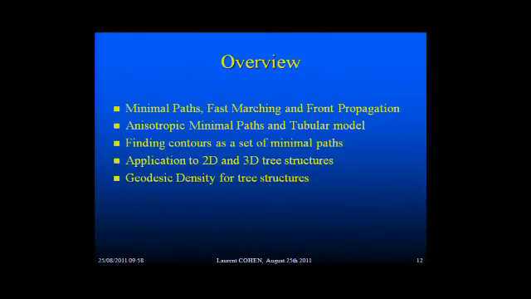So first I will give some background, which is some rather old work on minimal paths, fast marching front propagation. And then I'll show some more recent work on anisotropic minimal paths and tubular model, and using minimal paths to find contours in images, and application to tree structure segmentation. And finally, I present some very recent research on geodesic density for tree structure segmentation.